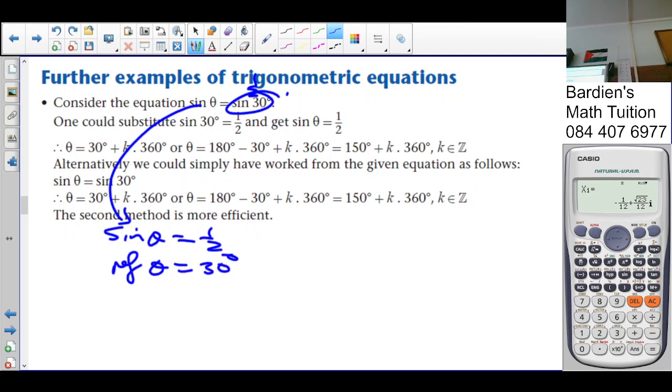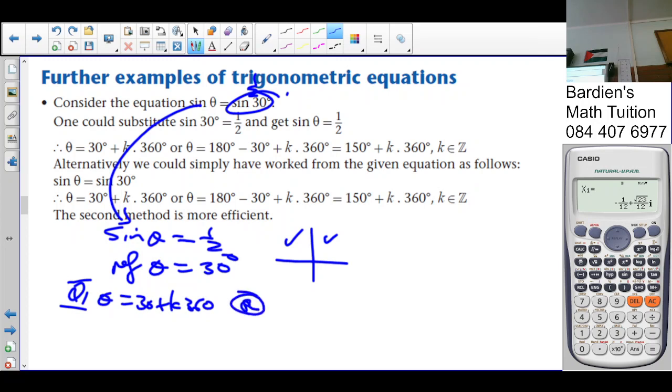Then we ask ourselves, which quadrant is sine positive? The first and second quadrant. So how do we get the first quadrant? Just the angle, not so. So theta is equal to 30 plus k times 360, or theta is equal to 180 minus 30, which is 150, plus k times 360, where k is an element of integers. You see that, people?